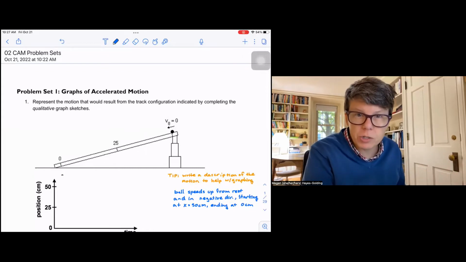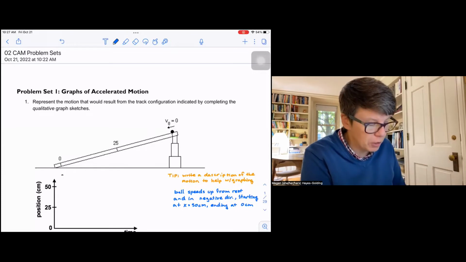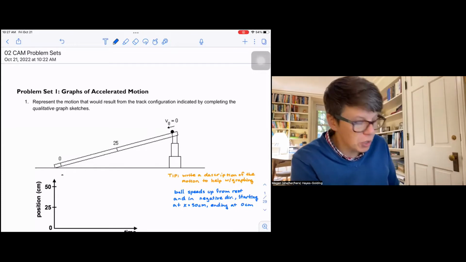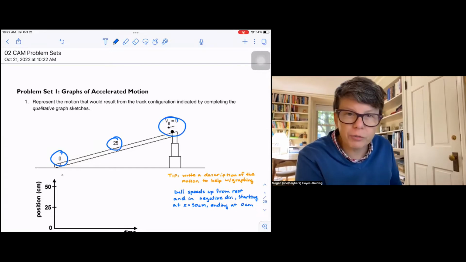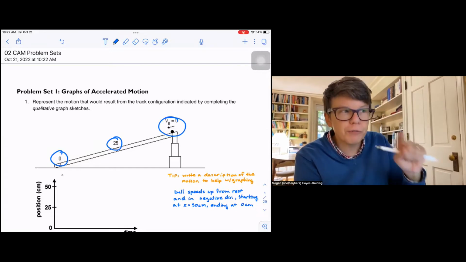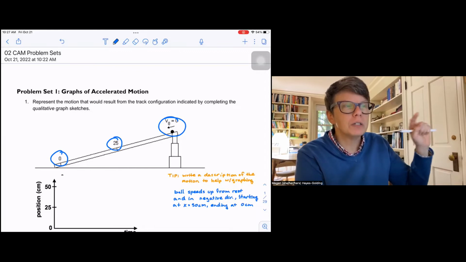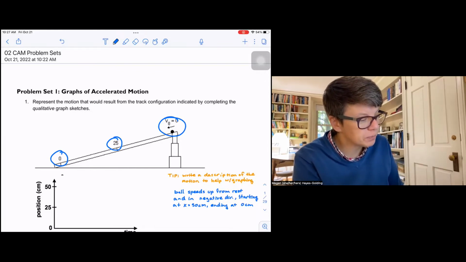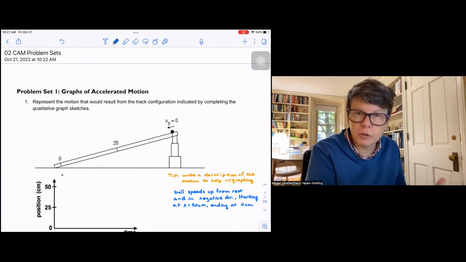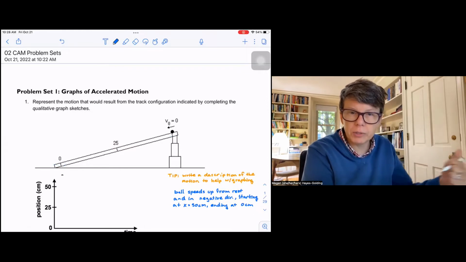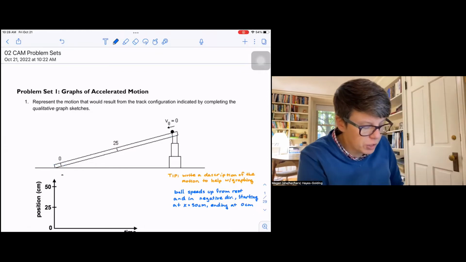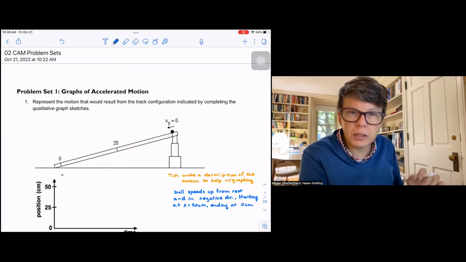But what direction is the ball headed? That you need to consult the picture for. I see that this ball's headed in the negative direction. I've got this information here of a couple of positions, and there's an implied position up here of 50 centimeters. So if we're going from 50 to 25 to 0 centimeters, that means we're headed in the reverse direction, right? Numbers are getting smaller. We're headed in the negative direction.